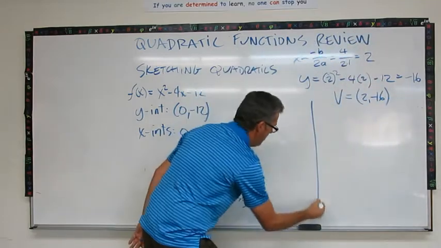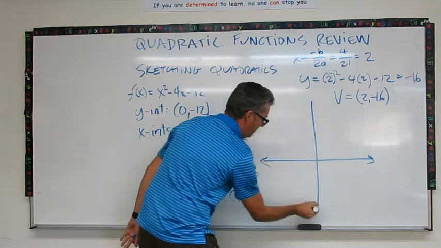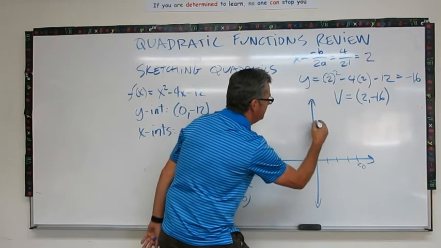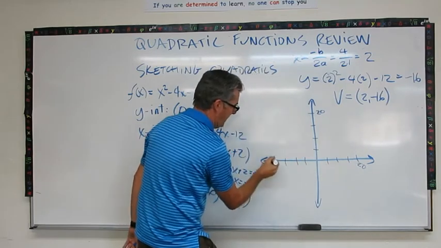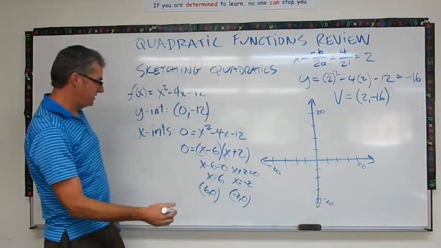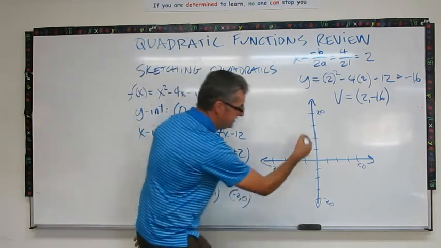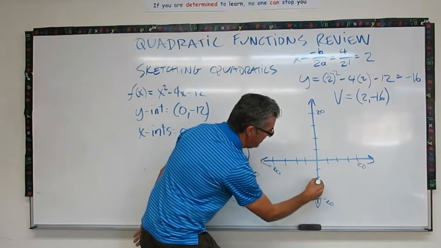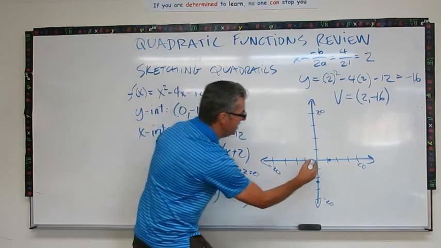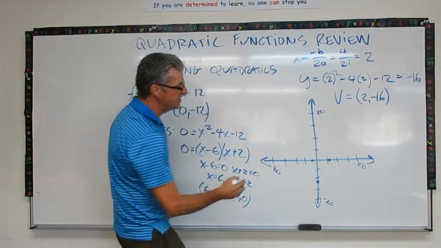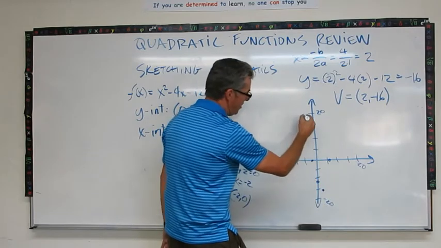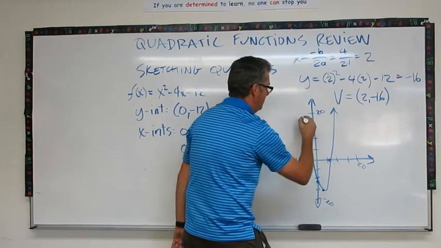Now we can graph it. I'm going to do 5, 10, 15, 20 up, and 5, 10, 15, 20 down, negative 20. Plot our points. Our y-intercept, 0, negative 12, right about there. Our x-intercept, the first one is 6, 0. The second one is negative 2, 0. And finally, our vertex is 2, negative 16, which is right about there. Draw my graph. And bam!